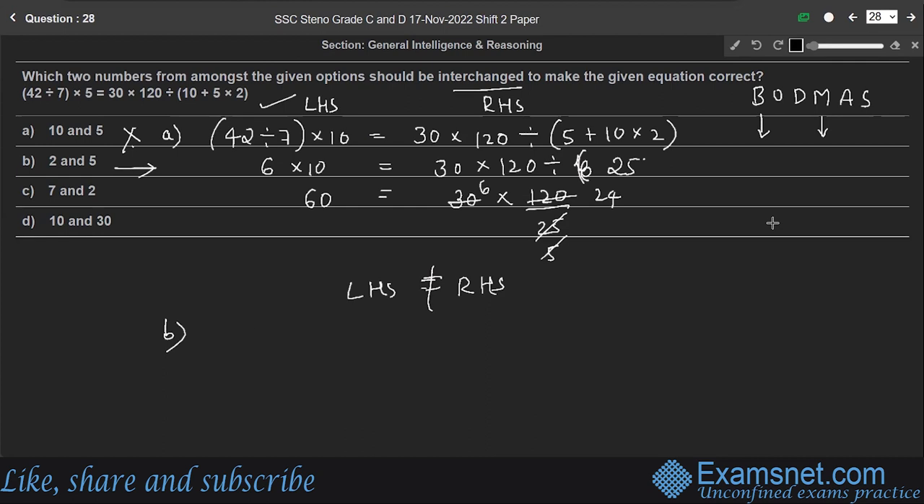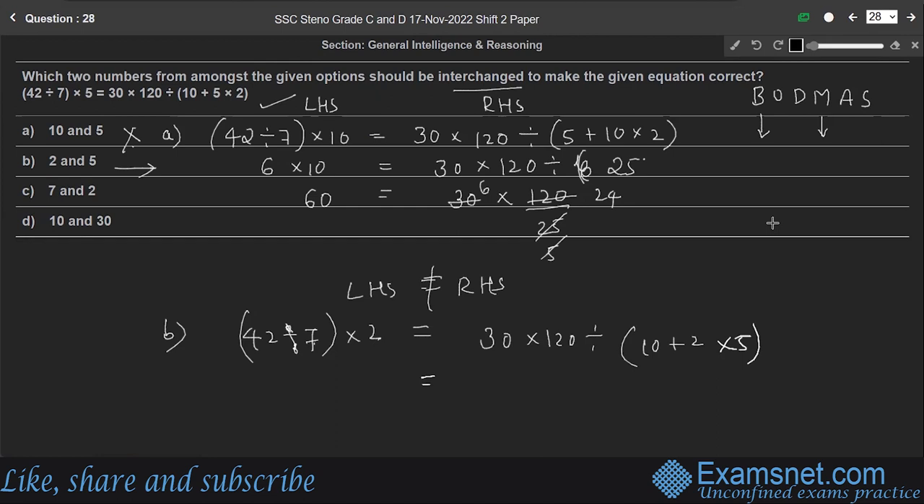The given equation becomes 42 divided by 7 will be as it is, 42 divided by 7, into 5 becomes into 2, is equal to 30 into 120 divided by 10 plus 5 becomes 10 plus 2, into 2 becomes into 5. As in the previous question, here also we are applying BODMAS rule. Just remove the bracket. 42 by 7 is 6 into 2 should be equal to 30 into 120 divided by, inside the bracket we have 5 into 2, this is 10 plus 10 is 20.